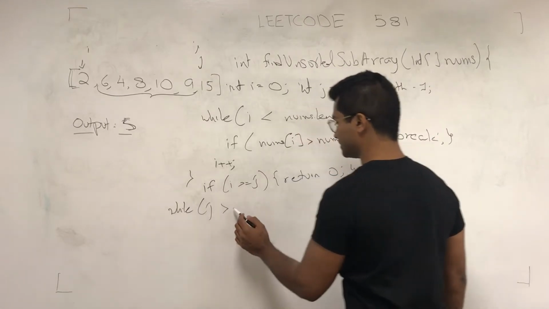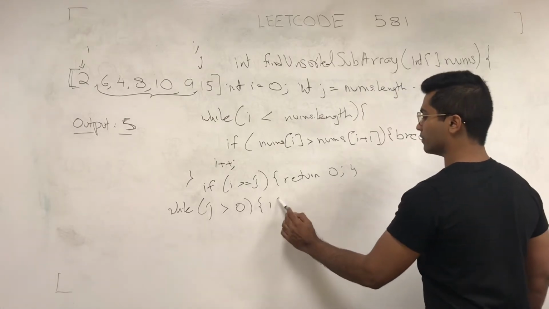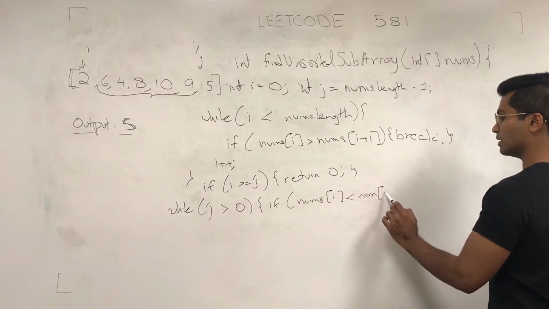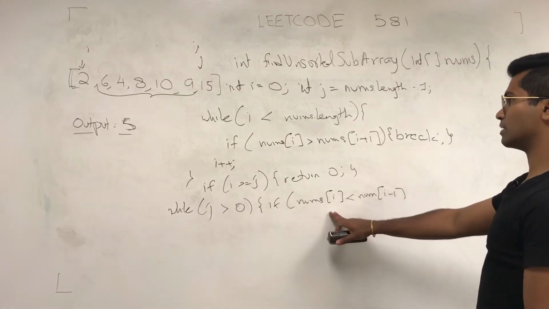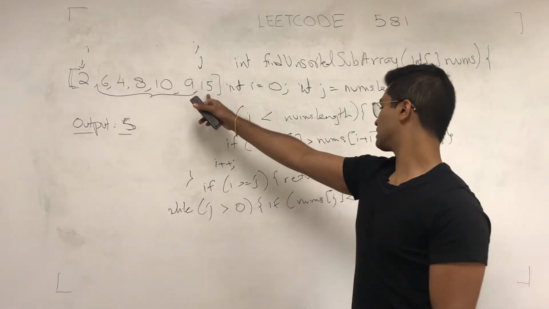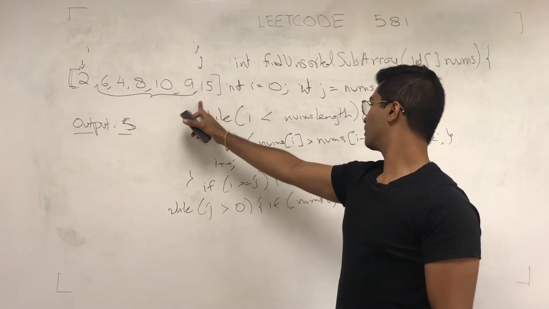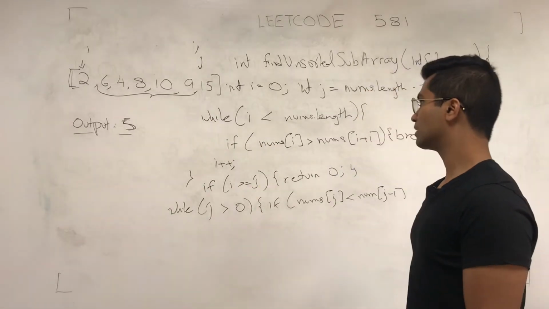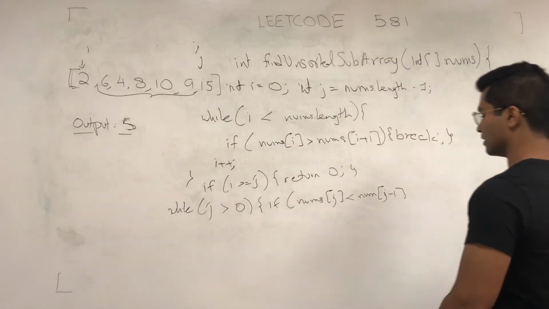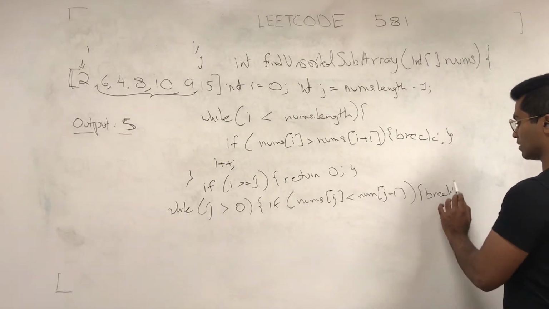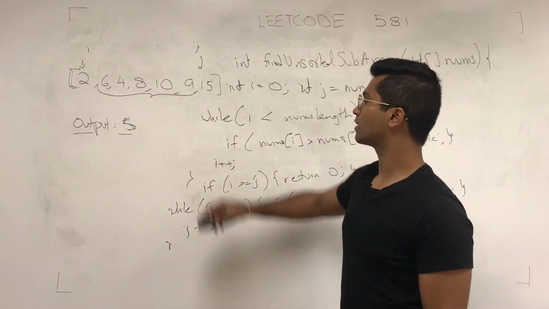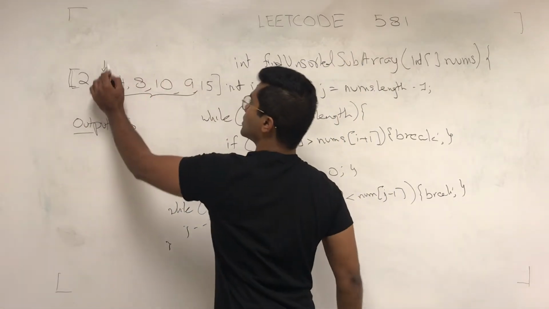Now, we do the same thing for j. While j is greater than 0, if nums of j is less than nums of j minus 1, so if a number is less than the one behind it, we stop. So that's why j is going to be here, because when j is less than 10, we're going to leave j there. We're going to break. And then what we do is j minus minus. Cool. So we start off i and j at the correct places. So i is going to be here and j is going to be here.